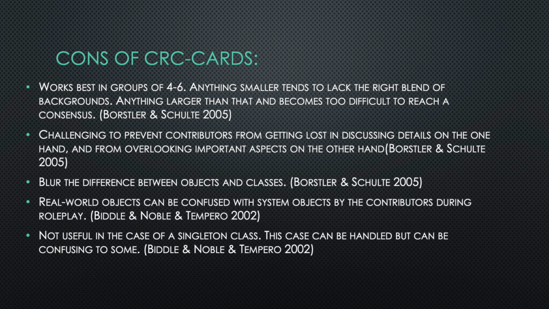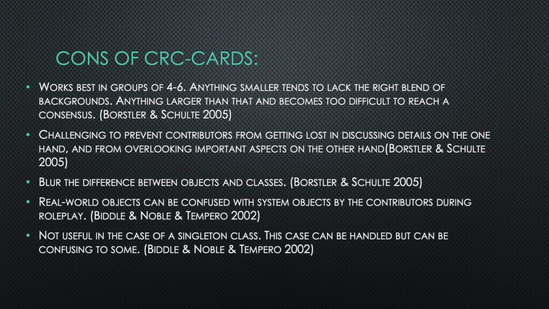It can be difficult for contributors to get lost in the details or overlook important items, or both. CRC cards can blur the difference between objects and classes. And this kind of leads into number 4. The contributors can get confused whether they are talking about an object of the system or if they're talking about an object in the real world.